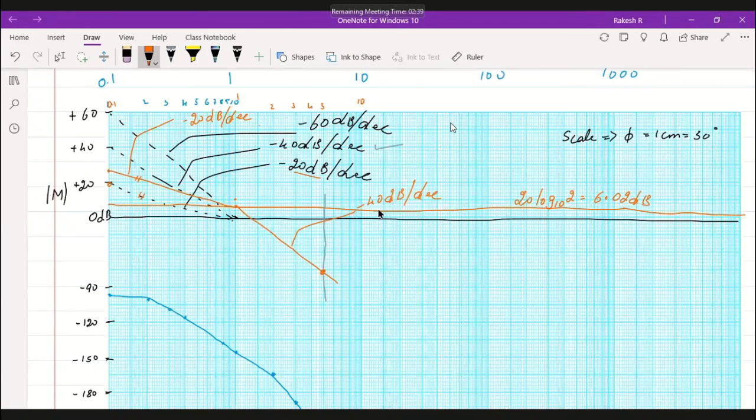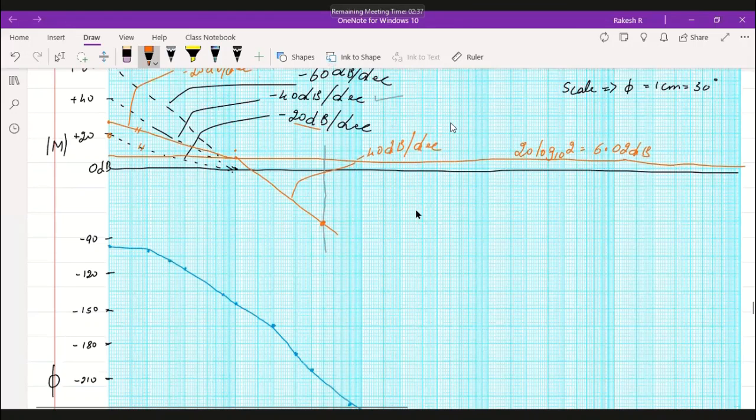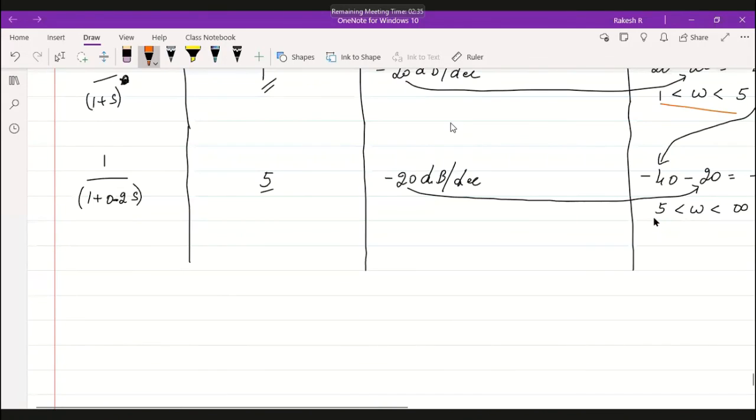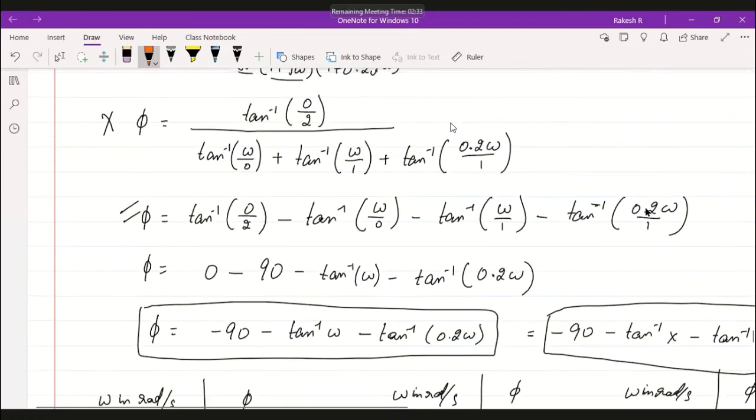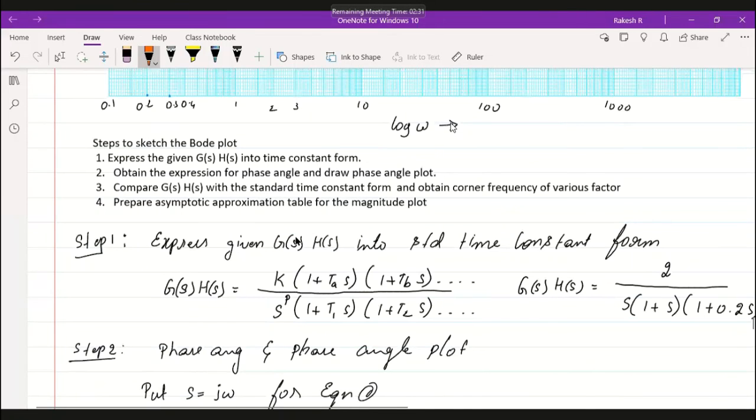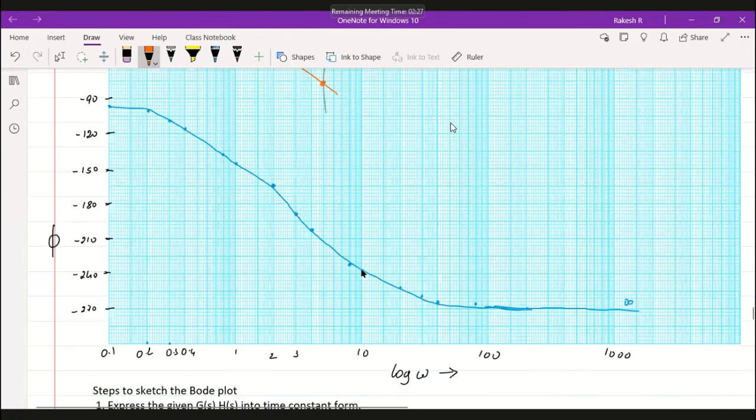Next one is minus 60 dB per decade line. It is from 5 to infinity here. That means 60 dB per decade line. This is 60 dB per decade line. Again, it is coming like this.